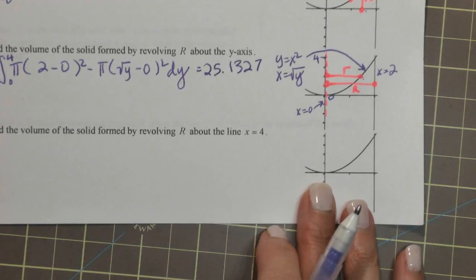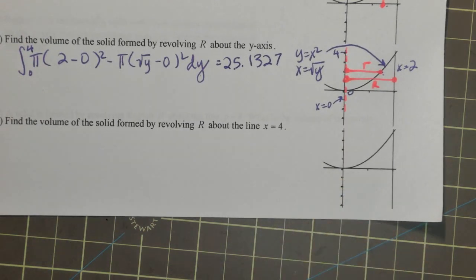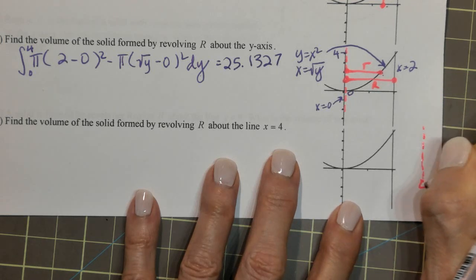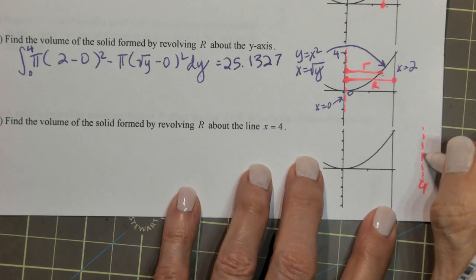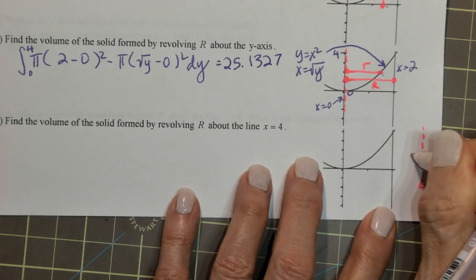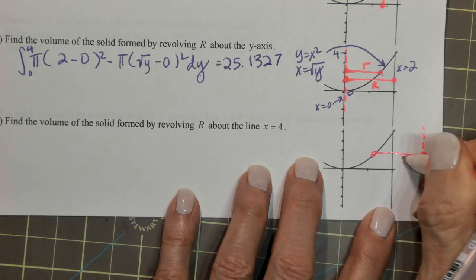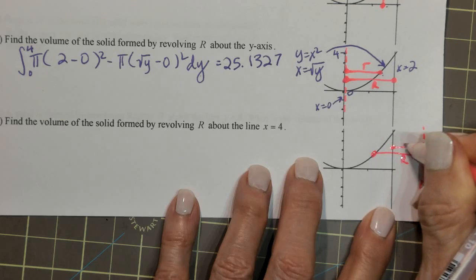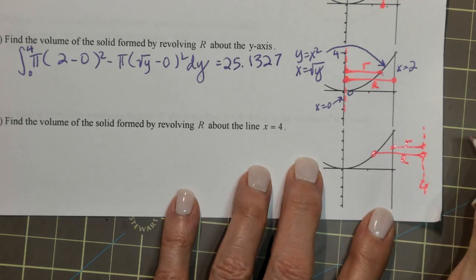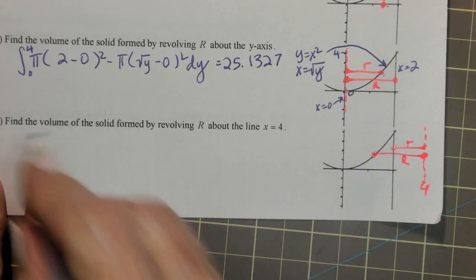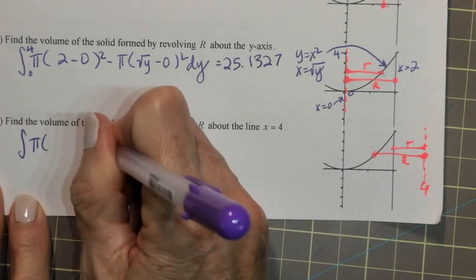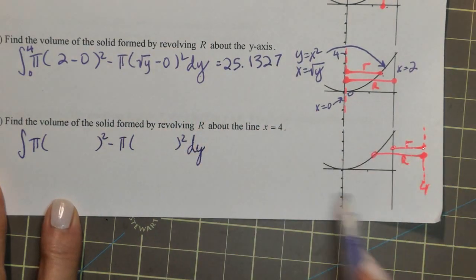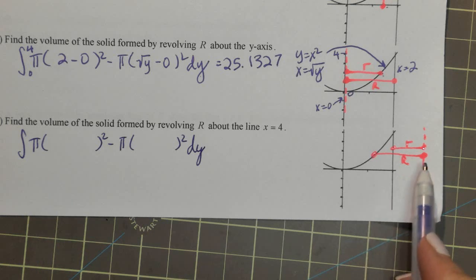Let's take that same region and revolve it around the line x is equal to 4. X is equal to 4 is way out here. From the axis of revolution to the far side of your region is our big R. From the axis of revolution to the close side of your region is little r. Pi big R squared minus pi little r squared. Still doing a dy because we have right minus left.